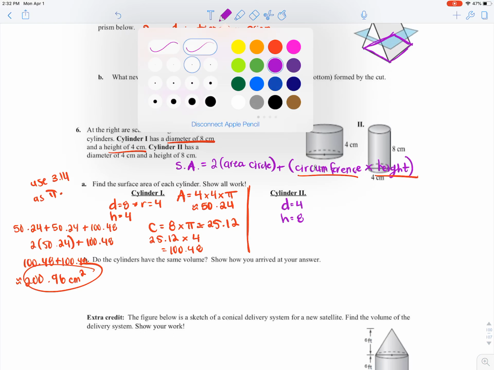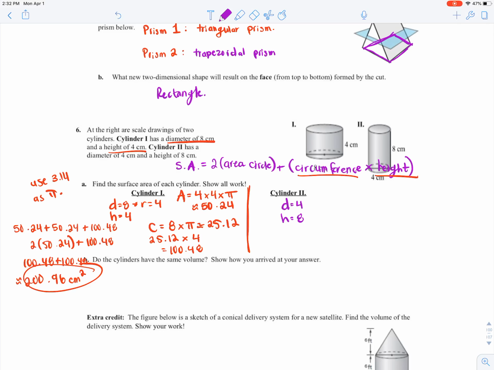Okay. Same thing for cylinder 2, except our dimensions are switched now. So if our diameter is 4, our radius is therefore going to be 2. So the area of the circle for cylinder 2 is going to be 2 times 2 times pi. And let's see, what is 4 times pi? 4 times 3.14 is approximately 12.56 centimeters squared. Okay, next, I need to find the circumference. For my circumference, I take my diameter, which is 4, and multiply that by pi. Well, 4 times pi we just figured out is approximately 12.56.